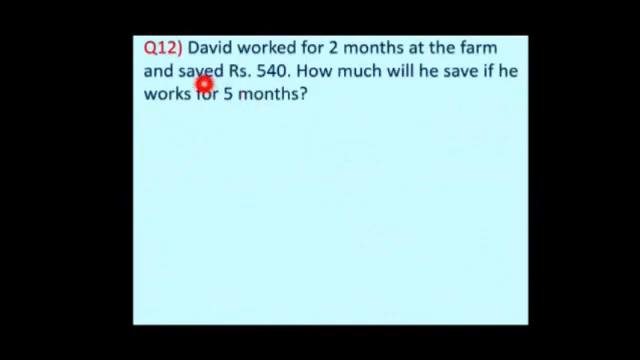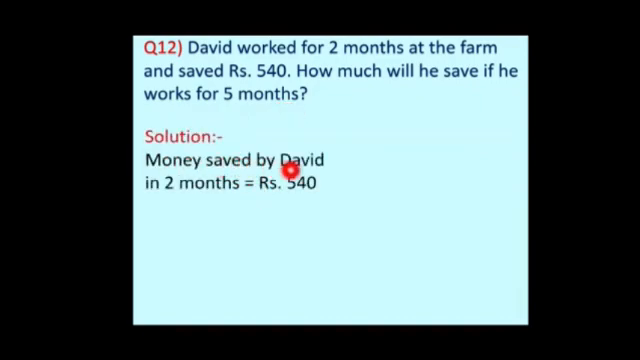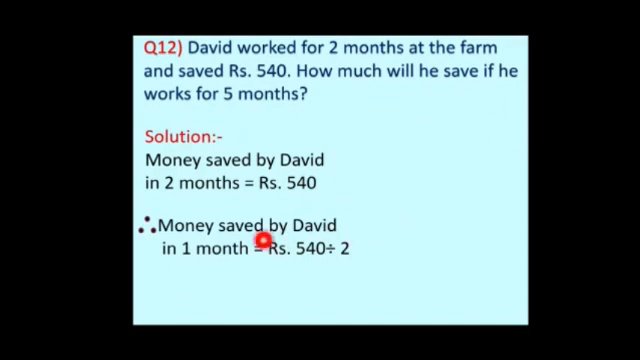Now, question number 12. David worked for 2 months at the firm and saved rupees 540. How much will he save if he works for 5 months? Yes, according to the question, money saved by David in 2 months is rupees 540, right? Then money saved by David in 1 month. So how will we find this out? We will divide 540 by 2 as per the unitary method, right?